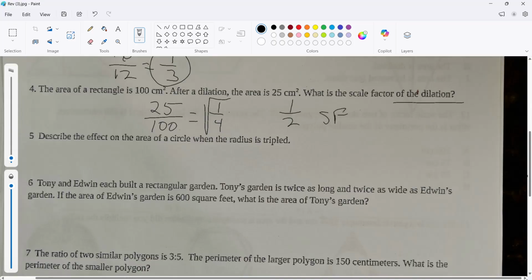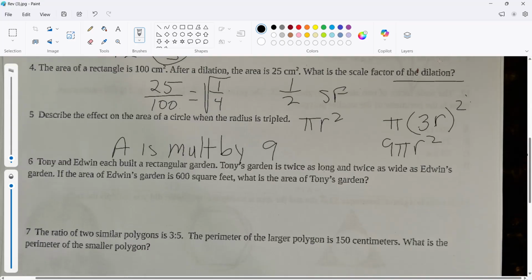Describe the effect on the area of a circle when the radius is tripled. Pi r squared is the area. Well, what if I change it to pi times 3r squared? 3 times 3 is 9, r squared, 9 pi r squared. So the area is multiplied by 9.